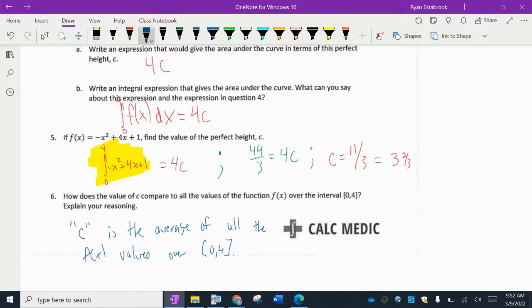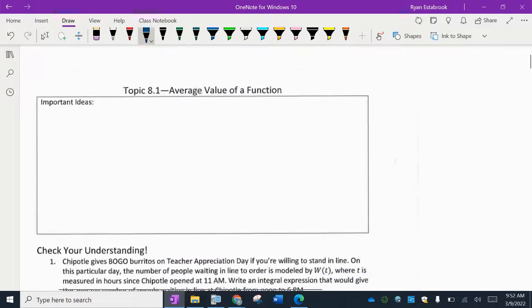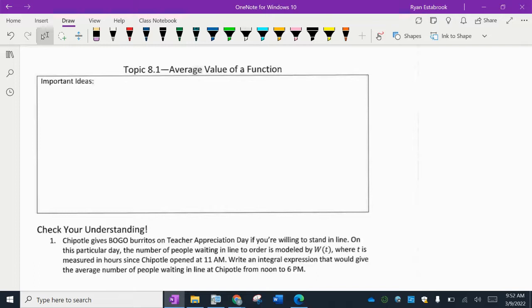Because there's no way we could actually find all of them and divide by the number of terms that are there. It's continuous. There's no way to do that. This integral, which was derived by using a limit as n approaches infinity, can average all those up for us. All right, so look at these important ideas. Go ahead and turn the page.